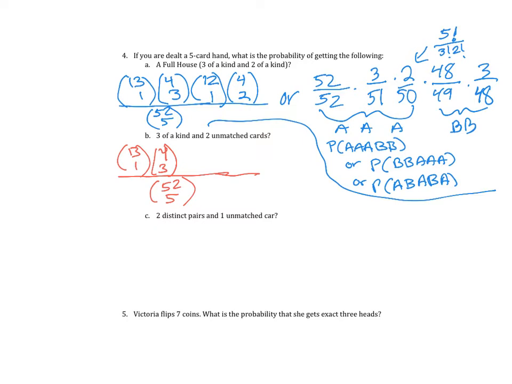Now, 2 unmatched cards. Their order doesn't matter, so I need to account for that. I need 2 different ranks. So from the 12 remaining ranks, I need to choose 2 of them. And I need to take 1 from each. So that's the choose notation.